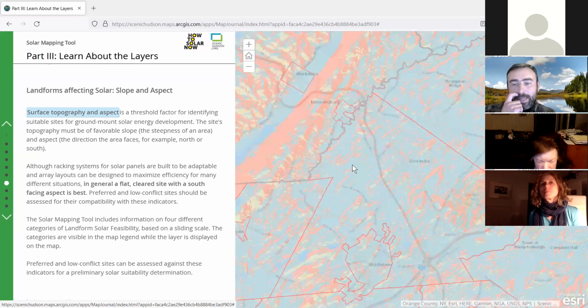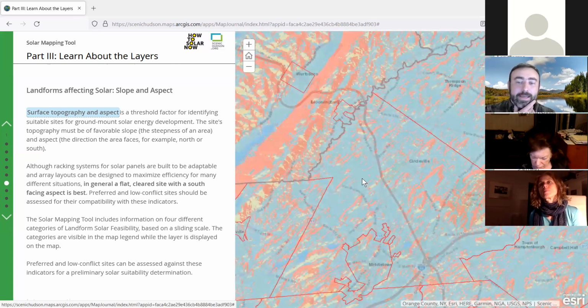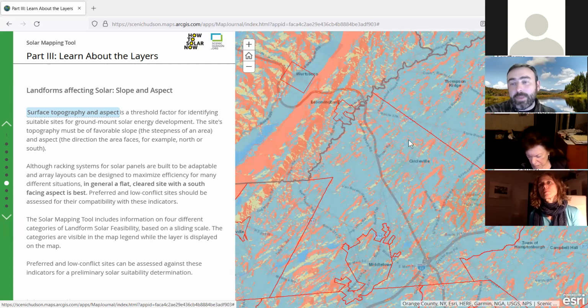Here in blue, we have our flattest places, basically level places. And then we have greens and yellows for places that are a little bit steeper, but still fairly south facing. And then we have the places that are the steepest or have the most northerly exposures that are going to be the least feasible.